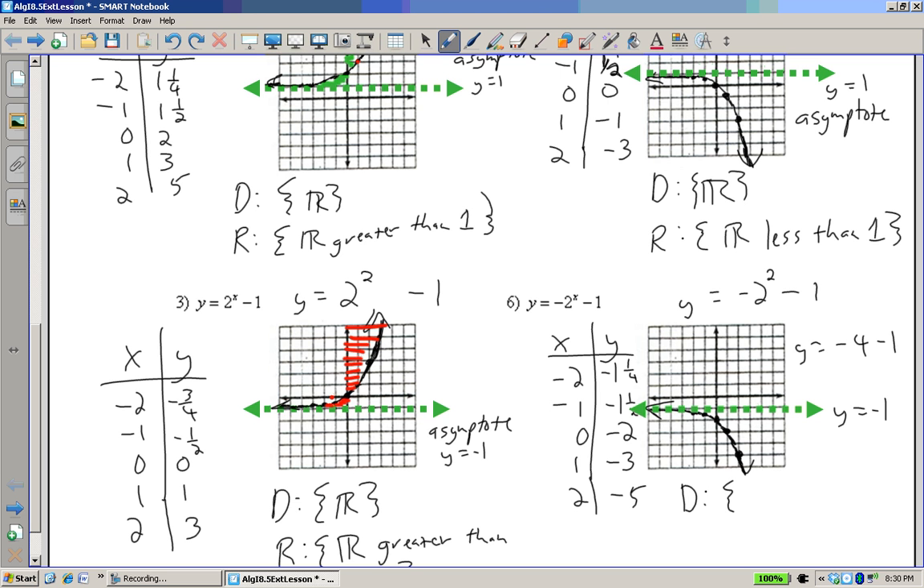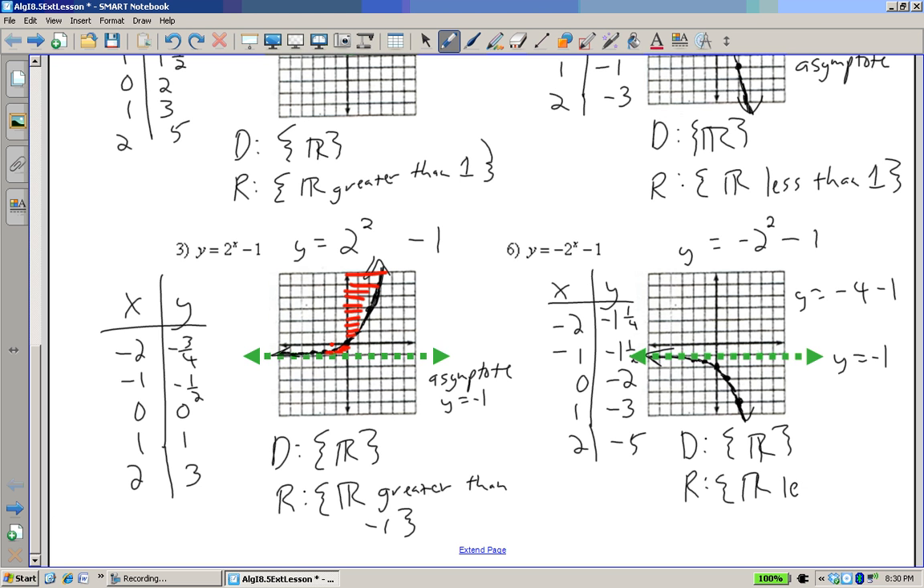The domain is going to be, again, as far as the x values go, I can assign an x value for each one of those places on the x-axis. So the domain is all real numbers, whereas the range is going to be all real numbers less than this asymptote, which is -1. So all real numbers less than -1.